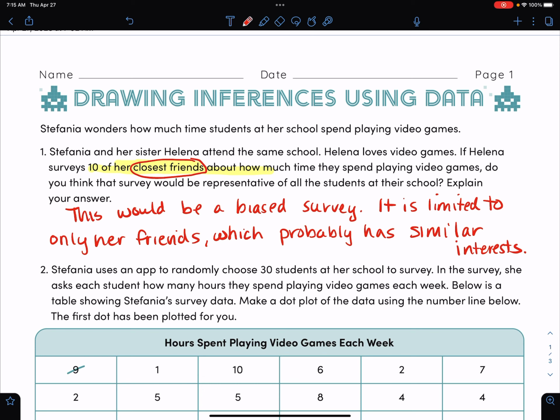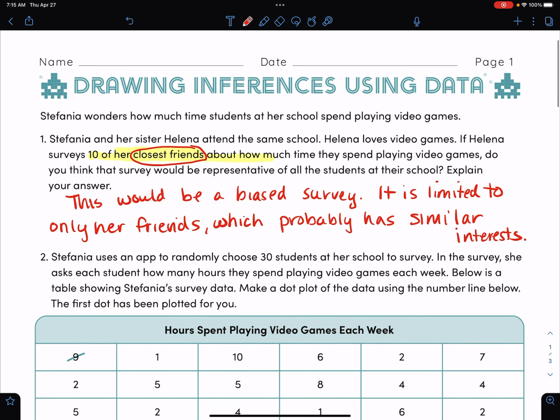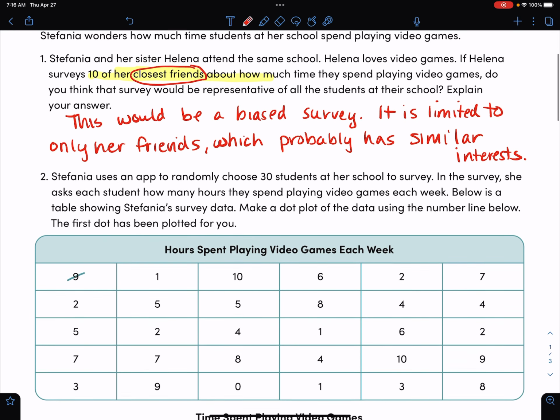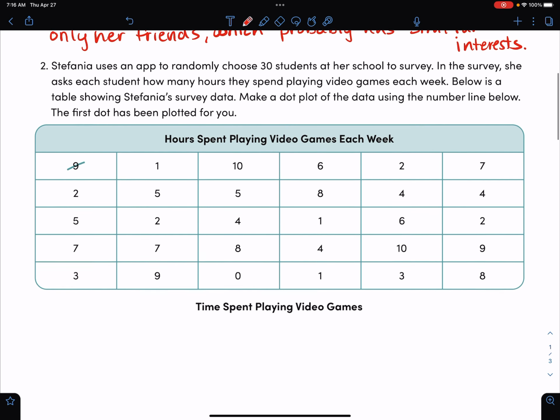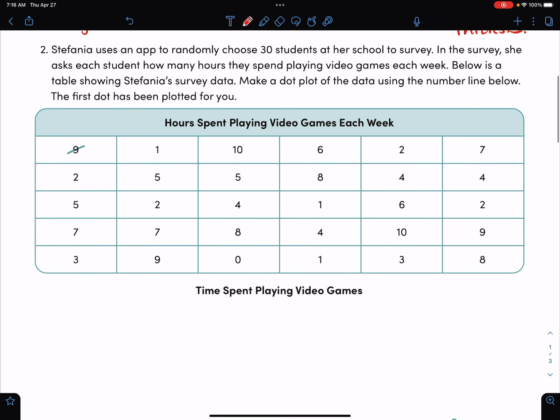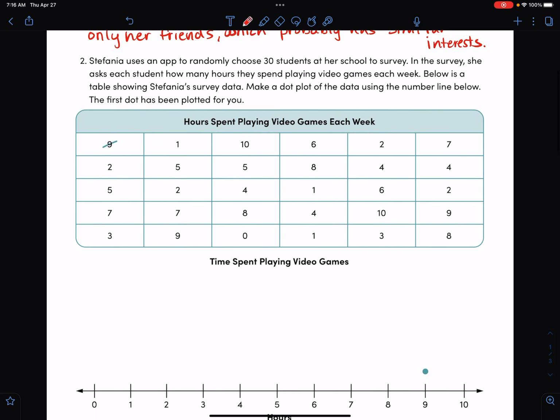If you need to pause to write that down, or if you need to pause to type that, please do so. We're going to go on to number two. Stefania uses an app to randomly choose 30 students at her school to survey. That is a much better choice. In the survey, she asks each student how many hours they spend playing video games each week. Below is a table showing Stefania's survey data. Make a dot plot of the data using the number line below. The first dot has been placed for you.